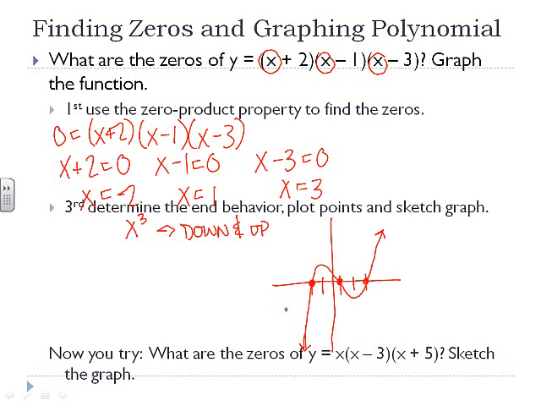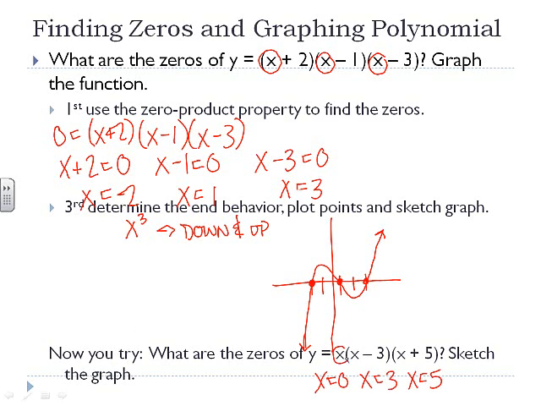So now you try one. What are the zeros of this polynomial? And then sketch the graph. Pause it, work it out, and replay it when you're ready to see the answer. For this one, your zeros would be x equals 0, x equals 3, and x equals 5.